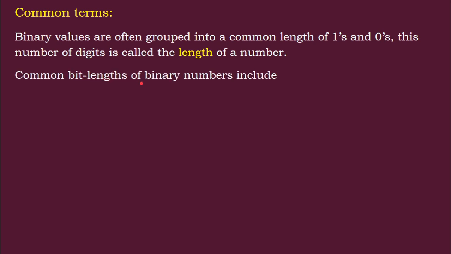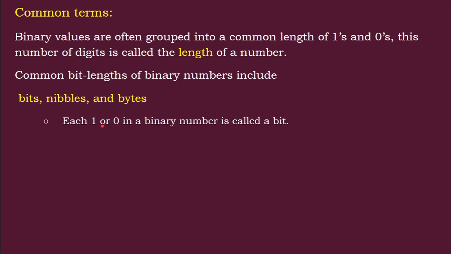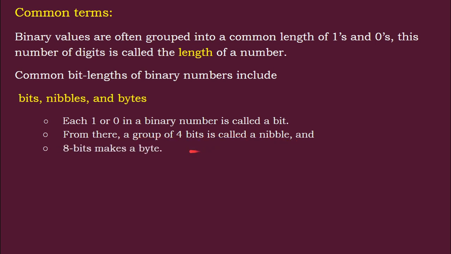Common bit lengths of binary numbers include bits, nibbles and bytes. What is a bit? A bit is a value which is 0 or 1, a single bit. Bit is the short form of binary digit. From there, a group of 4 bits is formed, which is called a nibble, and from there we make 8 bits to make a byte.